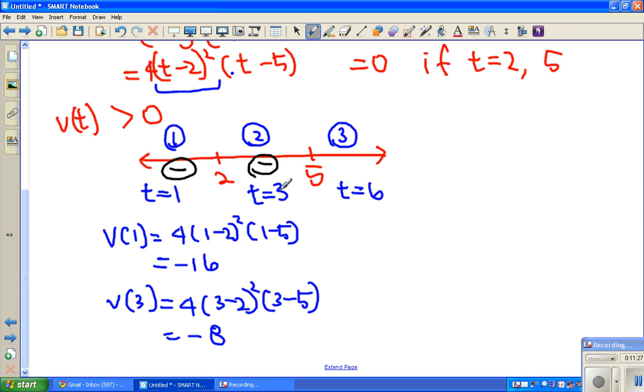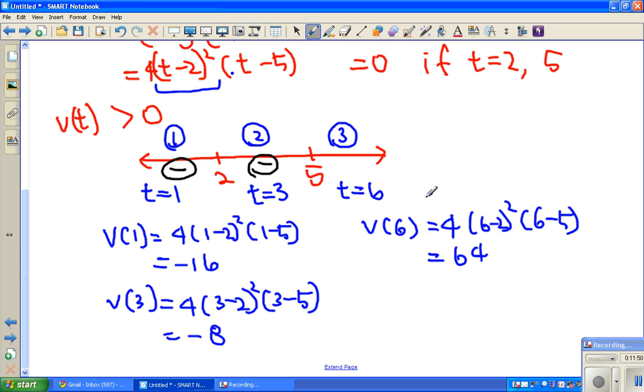Here, because of the change, a single root, we will end up getting positive, but we'll just check upon it just in case. That's v(6). That means 4 times (6 - 2)^2, and then 6 - 5. Once you calculate this one, you will get 64. That means this is equal to positive.